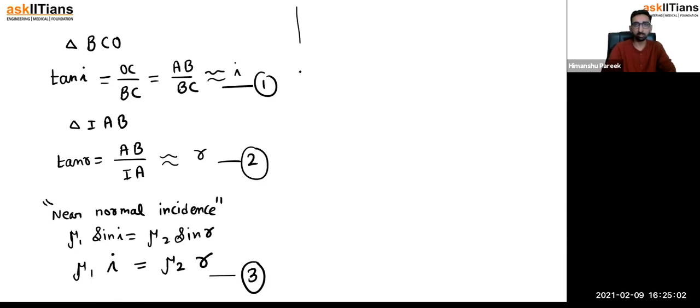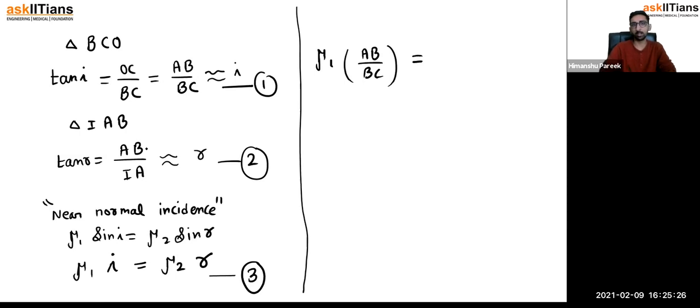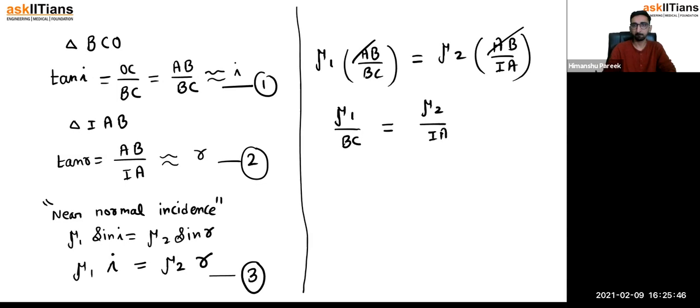And now my next task is to use these equations. Let us first use the value of I from equation 1. I is nothing but AB upon BC. I'm going to put that value in equation 3, so mu1 I is equal to mu1 AB over BC. From equation 2, let's put the value of R in equation 3, which is nothing but AB over IA. And AB and AB will get cancelled out. So what you will be getting? Mu1 over BC is equal to mu2 over IA. Now our purpose was to find the value of IA, because that was the apparent depth. So apparent depth is equal to mu2 over mu1, multiplied with BC.